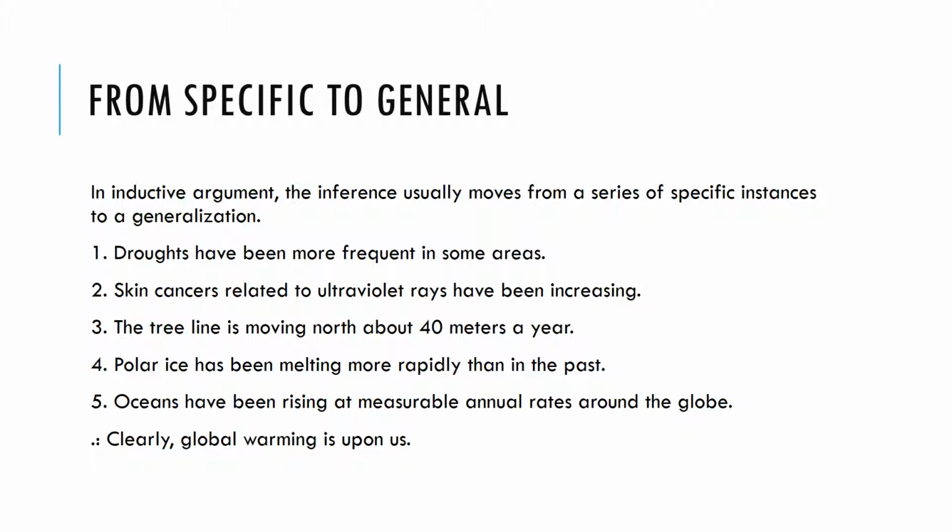In an inductive argument, the inference usually moves from a series of specific instances to a generalization. Here's the example we have from our book. Droughts have been more frequent in some areas. Skin cancers related to ultraviolet rays have been increasing. The tree line is moving north about 40 meters a year. Polar ice has been melting more rapidly than in the past. Oceans have been rising at measurable annual rates around the globe. So therefore, clearly global warming is upon us.